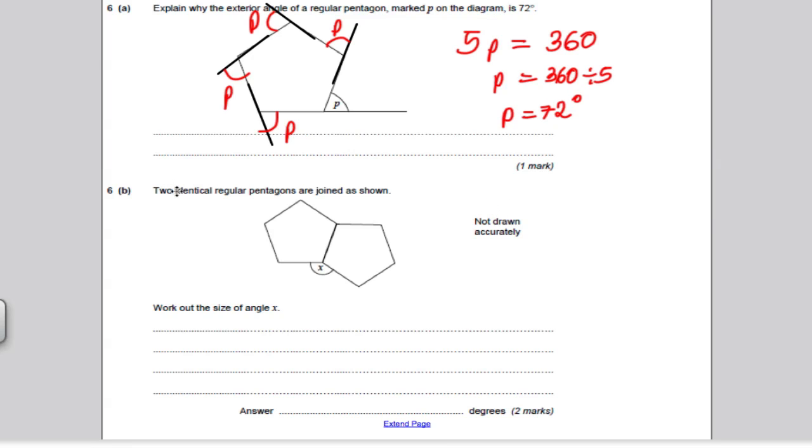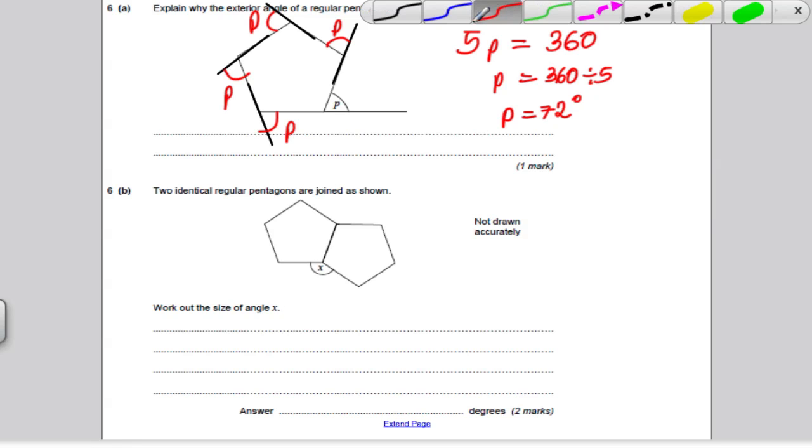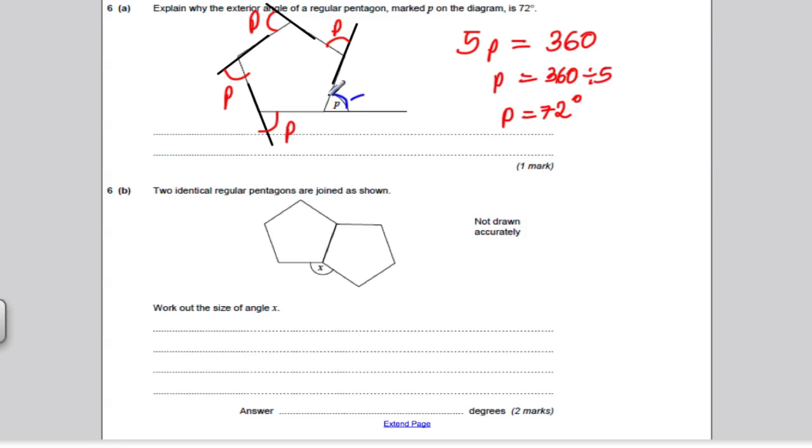Now the next part tells us that 2 of these identical regular pentagons are joined. Work out the size of angle X. Well, just from above, if this one's 72, we know the interior and exterior must add up to 180, so this one must be 108. So this angle must be 108, that's an interior of that pentagon.